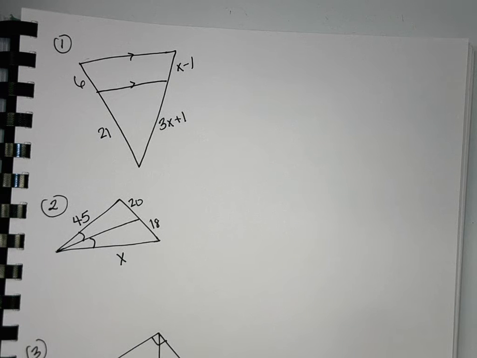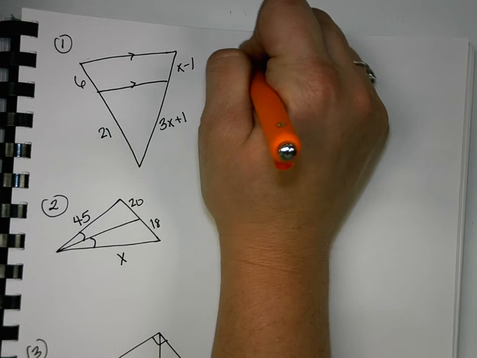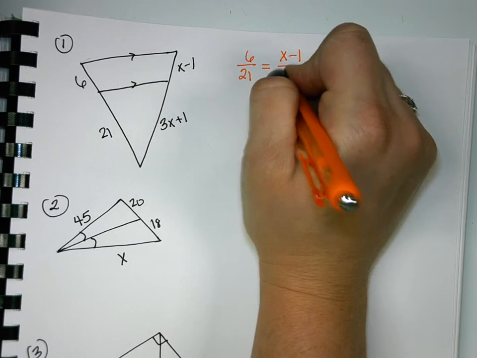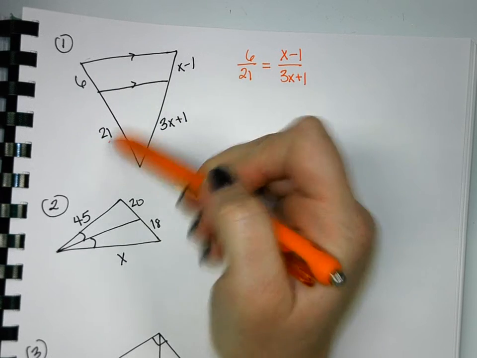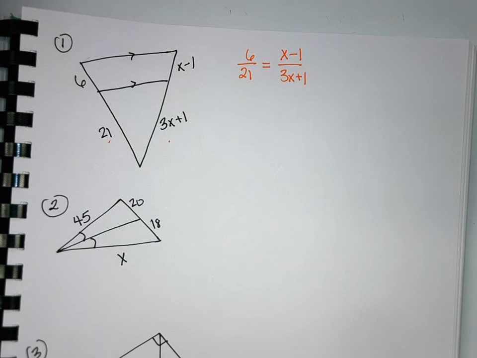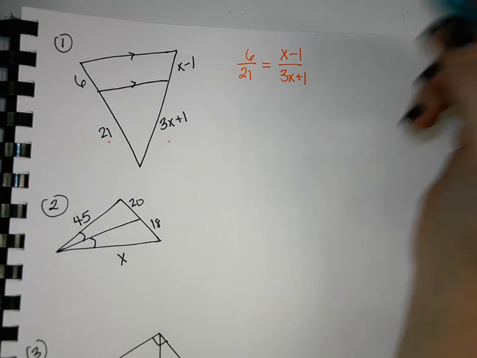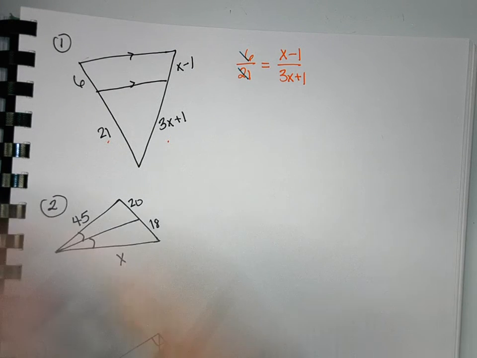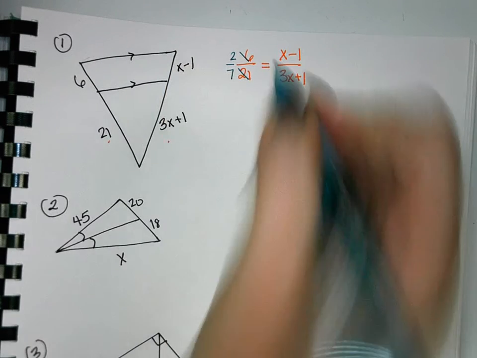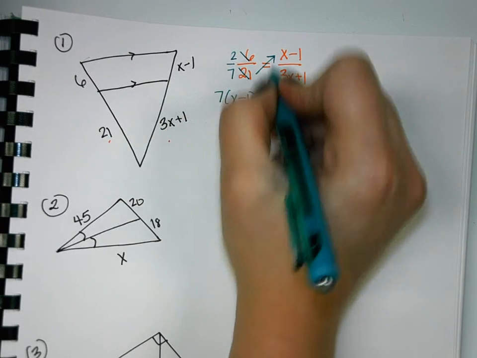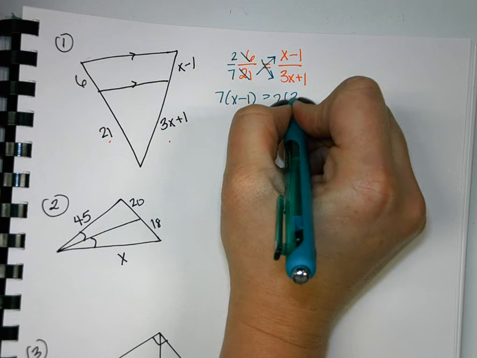It's our side splitter theorem. So what would you put on top? What would you put on bottom? Okay, 6 over 21. All right, so 6 over 21 equals x minus 1 over 3 plus x. What I would do is reduce the fraction if you can, so we have some smaller numbers to work with. If I reduce these both by 3, I'll get 2 over 7. So 7 times x minus 1 equals 2 times 3x plus 1.